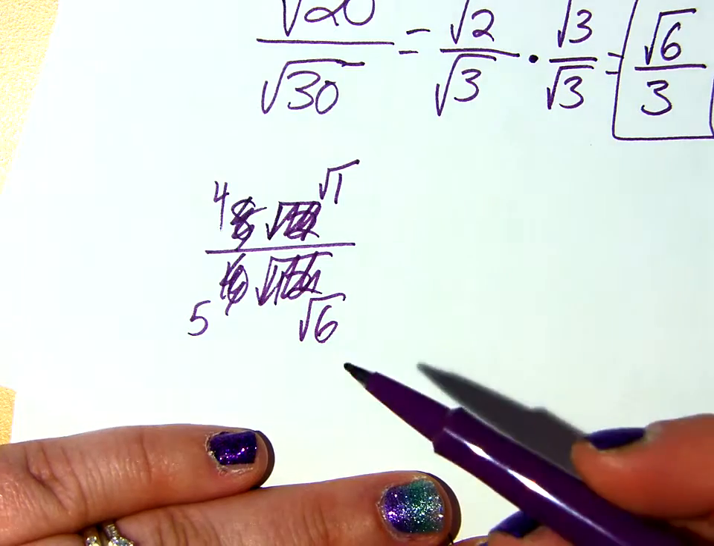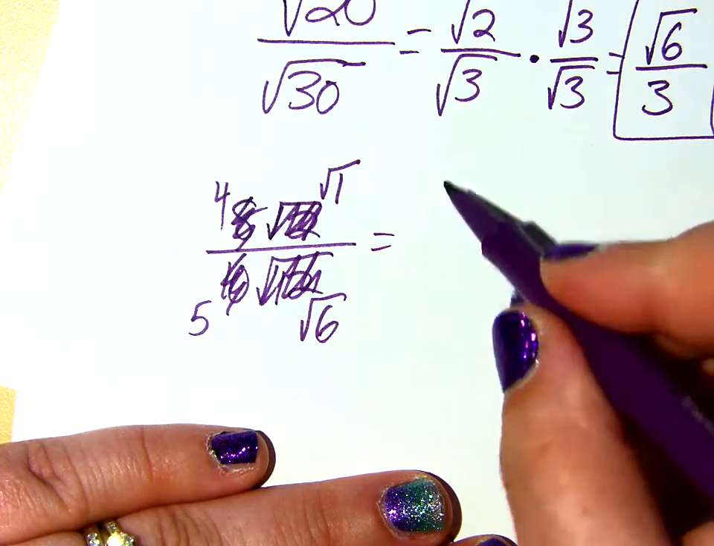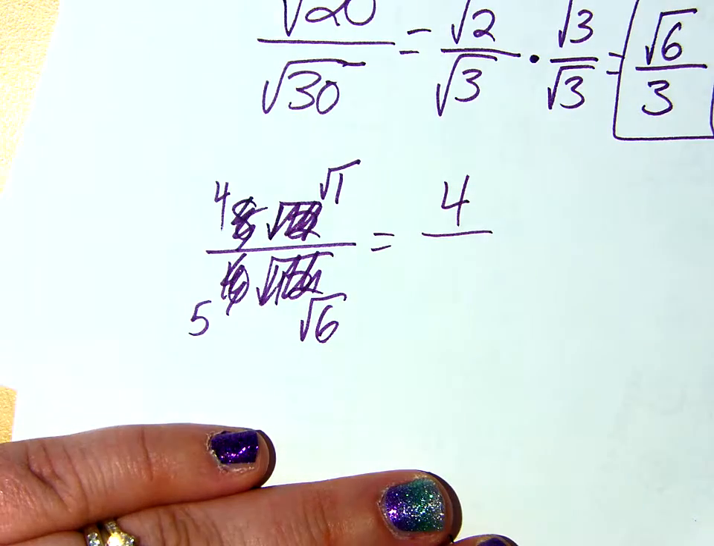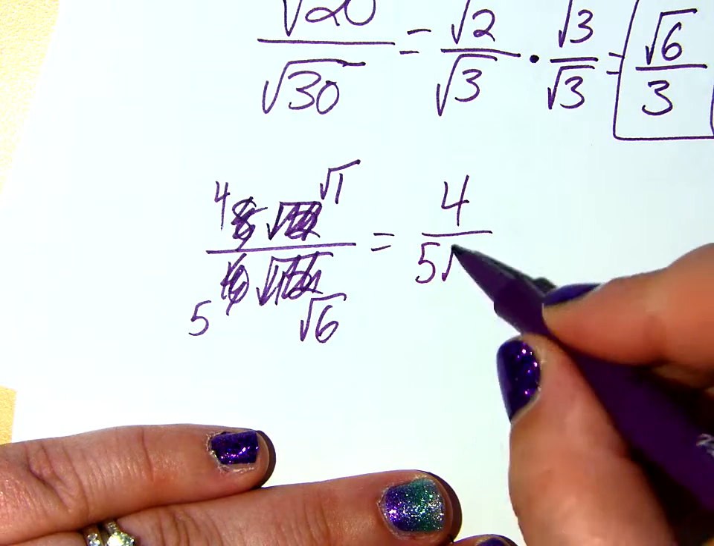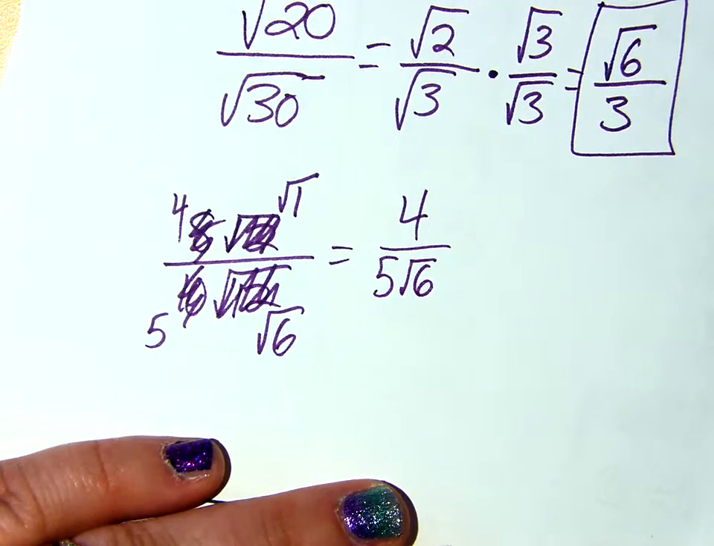Yeah, now lucky for me, what is the square root of 1? Just 1. So right now my numerator is just 4, right? Because 4 times 1 is just 4 over 5 root 6. Now, I can't leave the square root of 6 in the denominator.